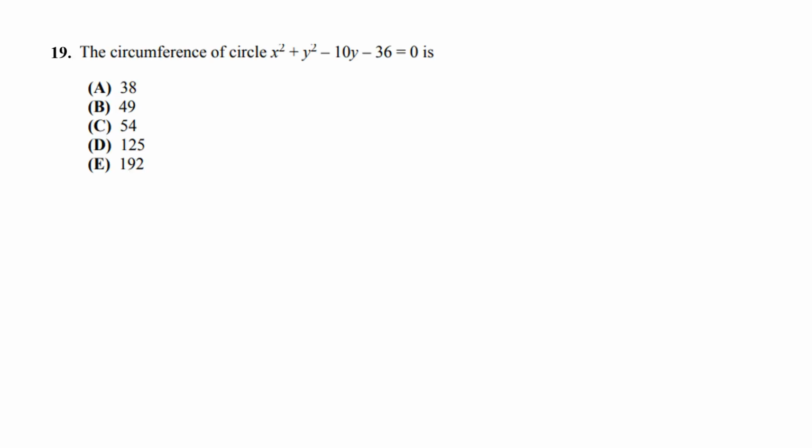The circumference of the circle x squared plus y squared minus 10y minus 36 equals 0 is, well, this doesn't really look like our typical circle equation, right? We're used to seeing circles in center form, which looks like this, with h and k being the center and r being the radius. If we were to get it into this form, we'd be able to get r, and we can just do 2 pi r to get the circumference that we need. So let's write this out.